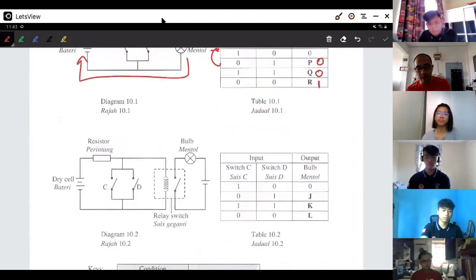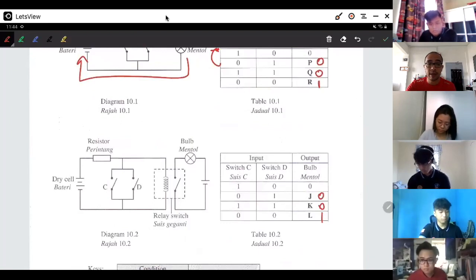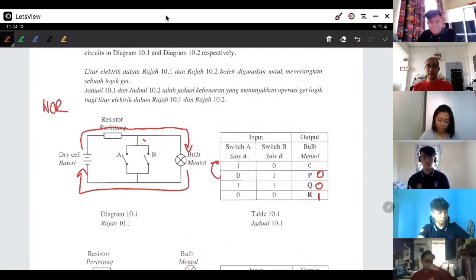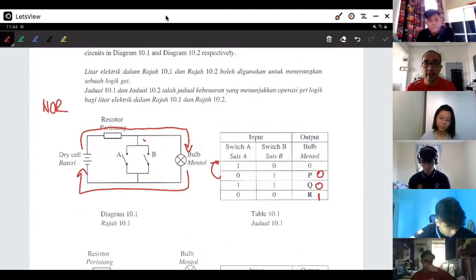So anyway, JKL also will follow the same premise now. It will also be 0, 0, 1, because this is a NOR gate. Yeah, this is a NOR gate, because 1 plus 0 is 1, but with the NOT, it'll be 0.